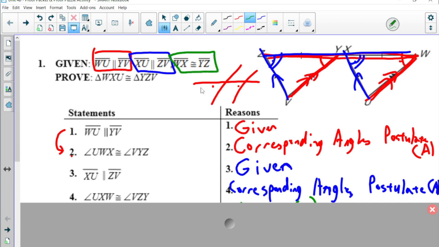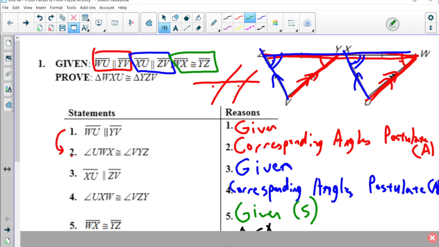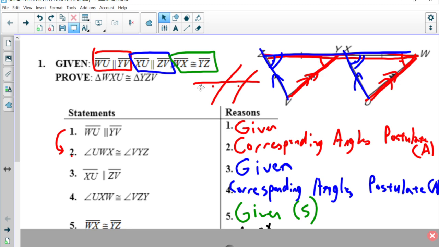Does this mean that they're congruent? Yes. Oh, finally. We can just write that it's given. It's a pair of sides. All good. All done. And it's got the tick mark right there in the diagram as well. So now we have all of our pieces of information.